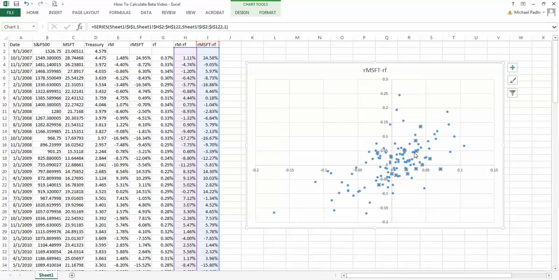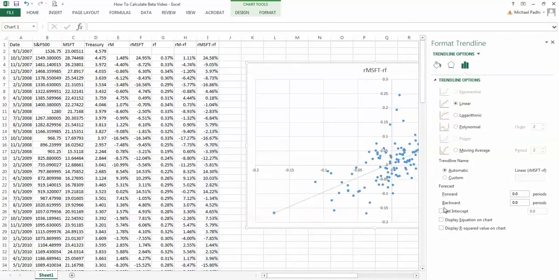Let's put in the trend line by selecting the data. So I used the left button on my mouse to select the data, and then with the right button, I add a trend line. We're going to add a linear trend line. We don't need to change anything else till down here. To be most accurate, we should set the intercept to zero, because according to CAPM, there should be no intercept, to force the trend line to go through the origin. We want to display the equation on the chart, because that will show us the beta.